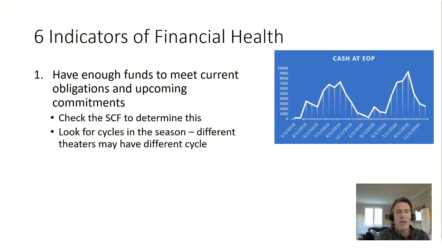First one is that we have enough funds to meet current obligations and upcoming commitments. We did a little of this when we stepped through the statement of cash flows in the last lecture. But if you do that long enough, and look back for a long enough period, you will see definite cycles. So for instance, this is a company that does a lot of work in the summertime. Their summertime productions are pretty good, and then they've got enough cash to get them through the next year. Different theaters may have different cycles, but periodic dips in cash flow may just be completely normal. But as long as they have enough funds to meet their current obligations, that is good.